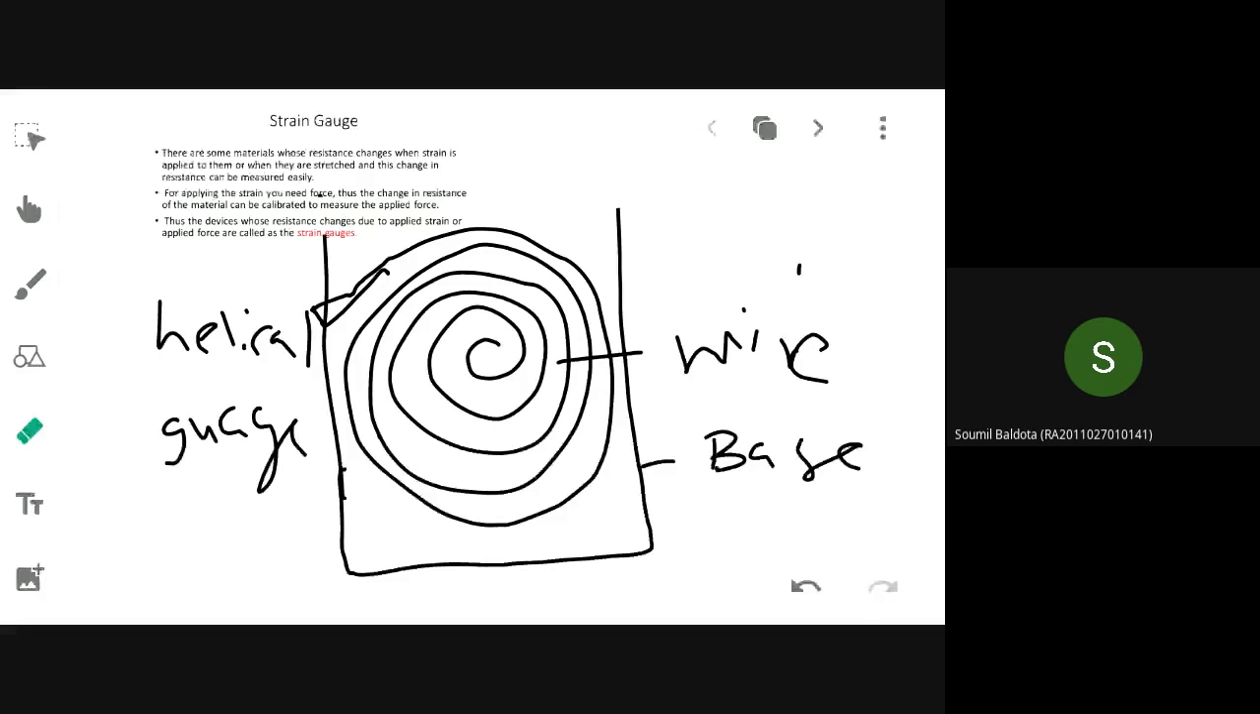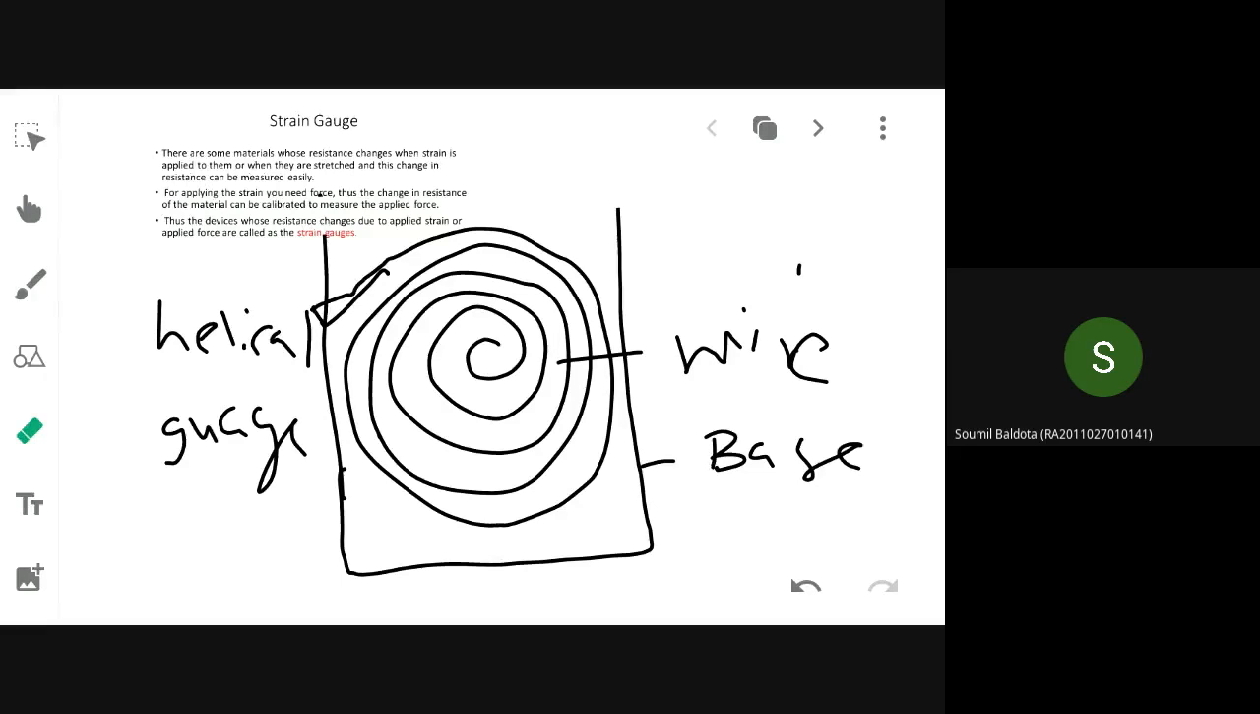Strain means when you are applying force or pressure onto a particular element, a metal conductor you assume. So it will be getting stretched or compressed. It will be subjected to strain or stress, either compression or stretching. Suppose, for example, you assume that the metal conductor is being stretched.